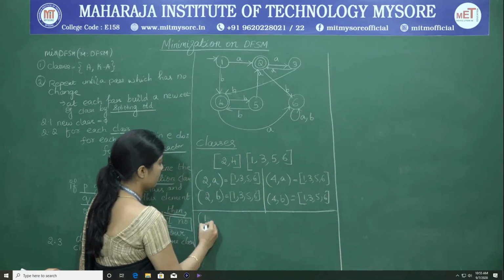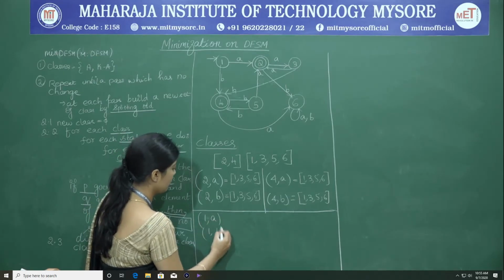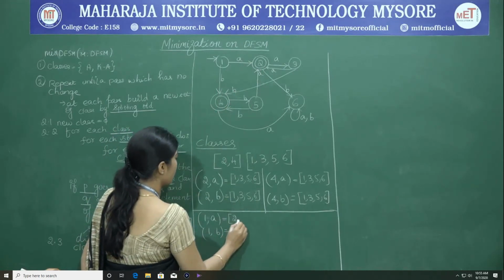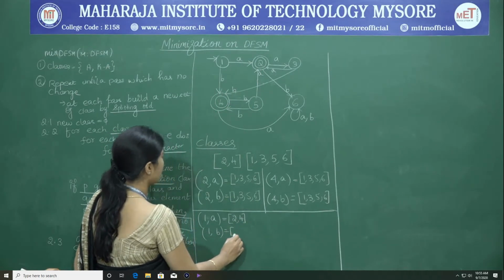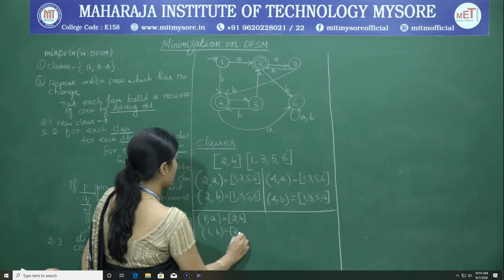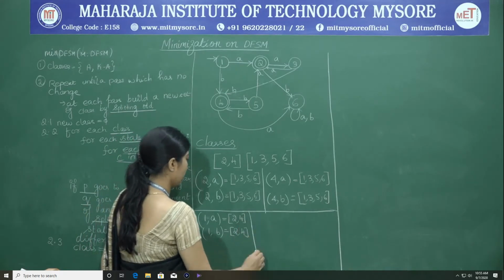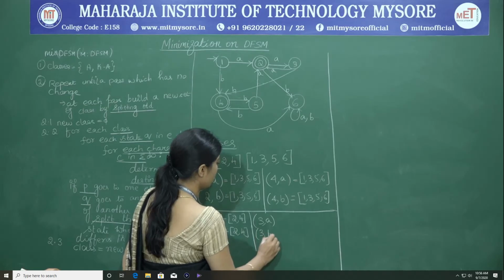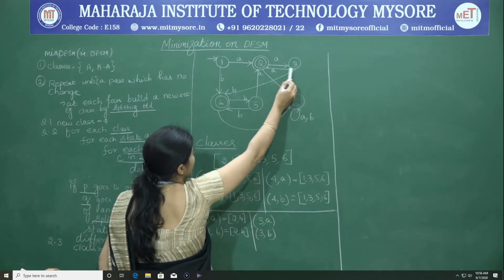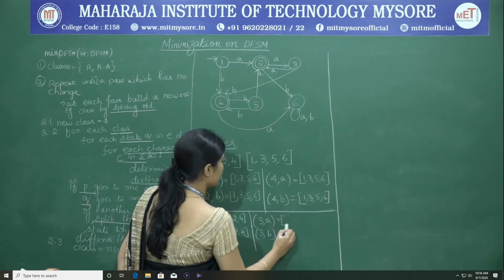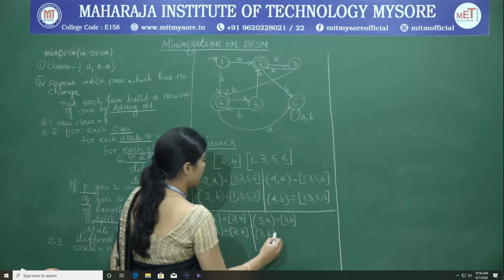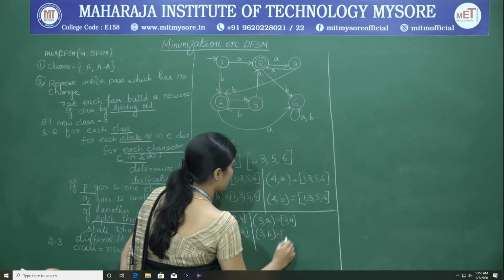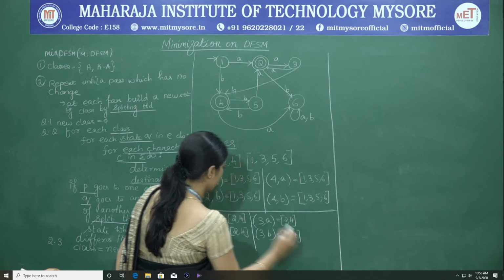So 1, 3, 5, 6, so we know the procedure. So 1 on A, 1 on B. So 1 on A is going to 2, so therefore the class is 2, 4. Next, 1 on B is going to 4, so the class is 2, 4. Next, we have 3 on A and 3 on B. So 3 on A is going to 2, so therefore the class is 2, 4. Then 3 on B is coming to 4, so therefore the class is again 2, 4.